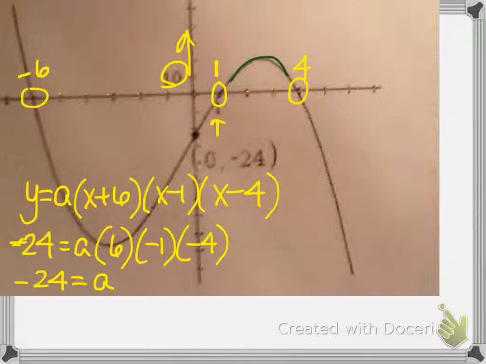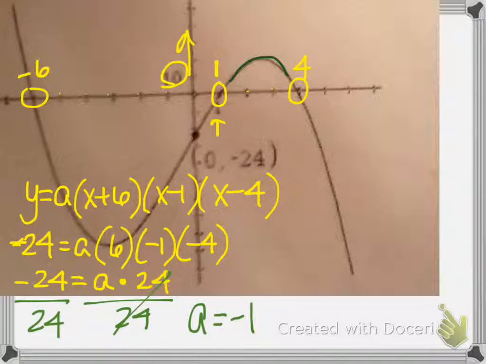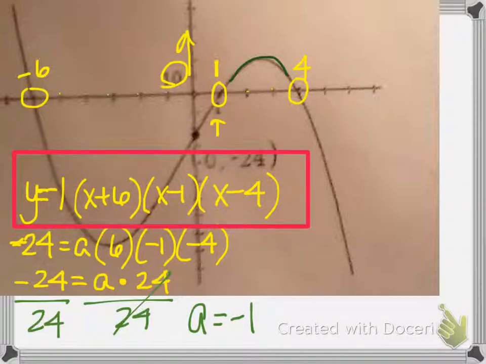-24 equals a times, this is a +24. So to finish solving, I would divide both sides by positive 24 to find out that a is equal to negative 1. So I can go back to my original equation, erase the a that I originally put in there, and change it to a negative 1, and now I have my answer because I just had to find out what a was and put it into the equation. So y equals negative 1 times x plus 6 times x minus 1 times x minus 4.